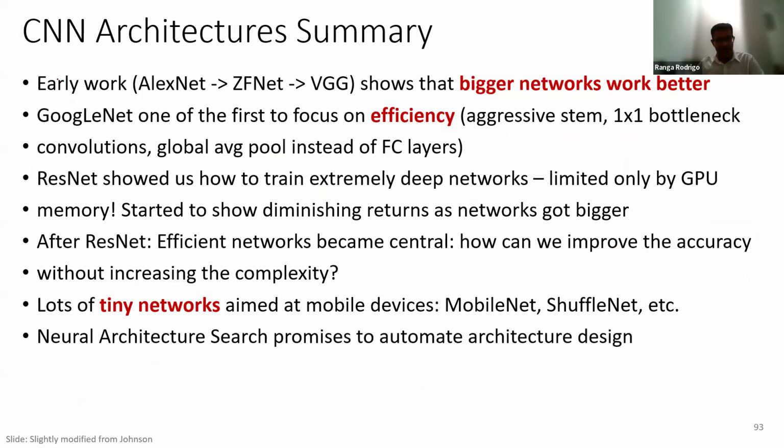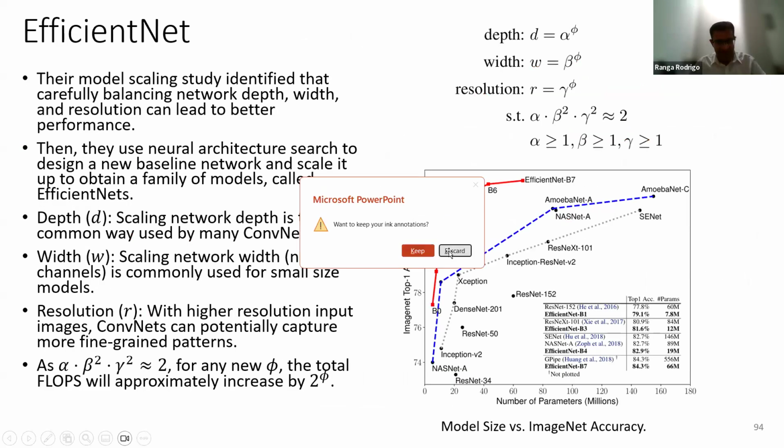So if I summarize all these things, early networks like AlexNet, ZFNet, VGGNet showed bigger networks work better. GoogleNet was one of the first to focus on efficiency, with an aggressive stem to downsample, one by one bottleneck and so on. Convolutions, okay, there's a mistake in this slide. Sorry about that.